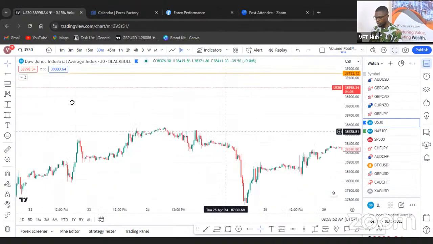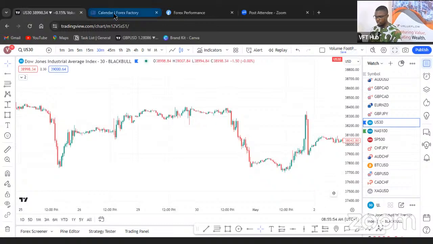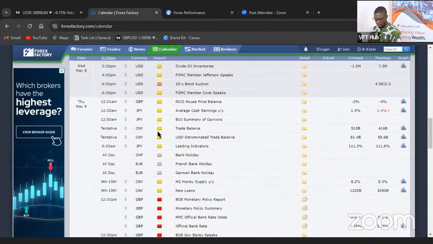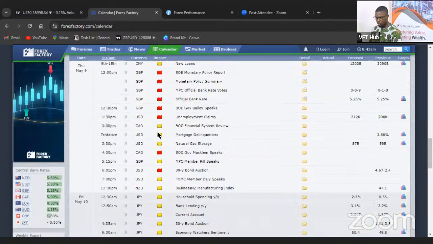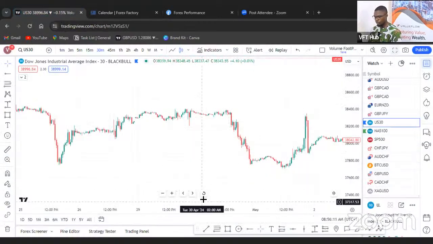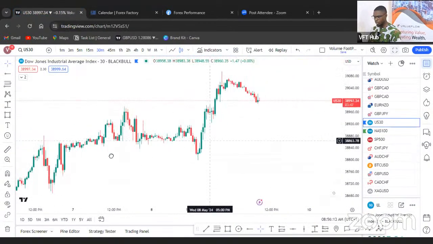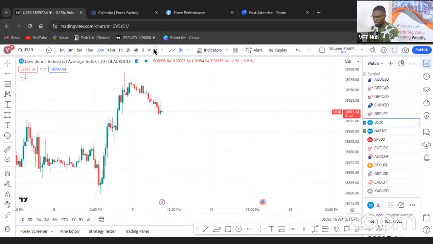But today, there's not much news on USD to fuel this movement, except for the New York market open. That's by 2:30. And then unemployment claims also. All right, we hope to see what this will do to the markets. If it provides enough volatility in the market, then we are good to go. So that is all we are seeing on US30.